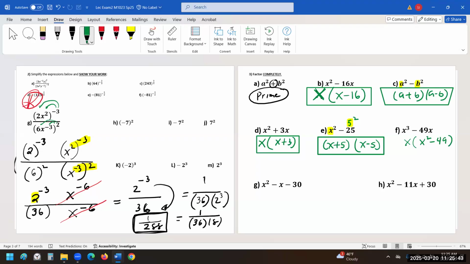X squared minus 49 is the difference of perfect squares because 49 is 7 squared. So this term is actually x squared minus 7 squared. So we have bases x and 7. So you have to go one more step: your GCF and then the difference of perfect squares.